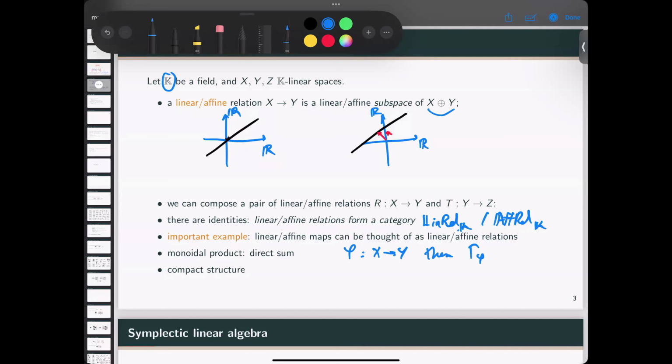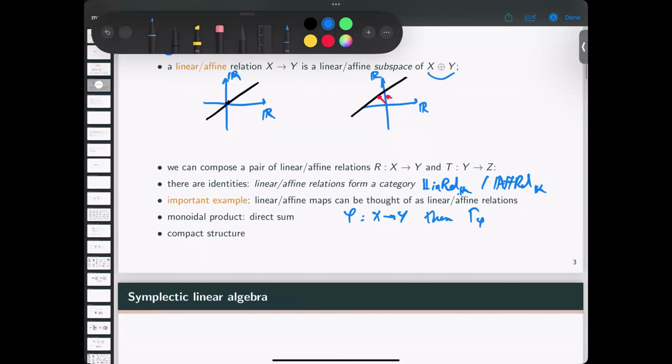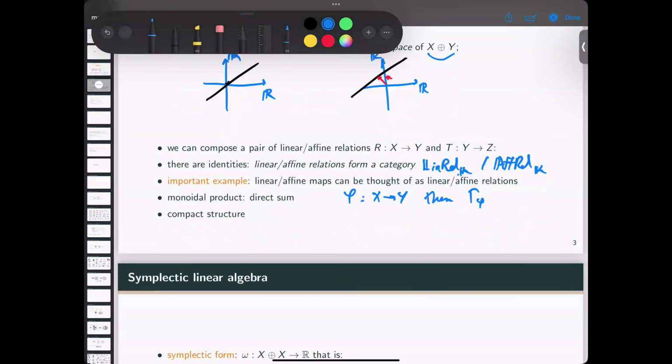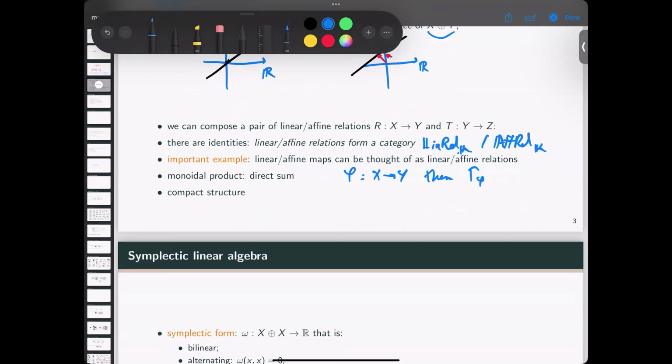Just as in the case of relations, we also have a monoidal product and a compact structure, which also exists in relations, and I don't know why I forgot to put that on the previous slide. If you don't know what a compact structure is, it's not super important for the context of this talk, so I'm perfectly happy just to ignore it.